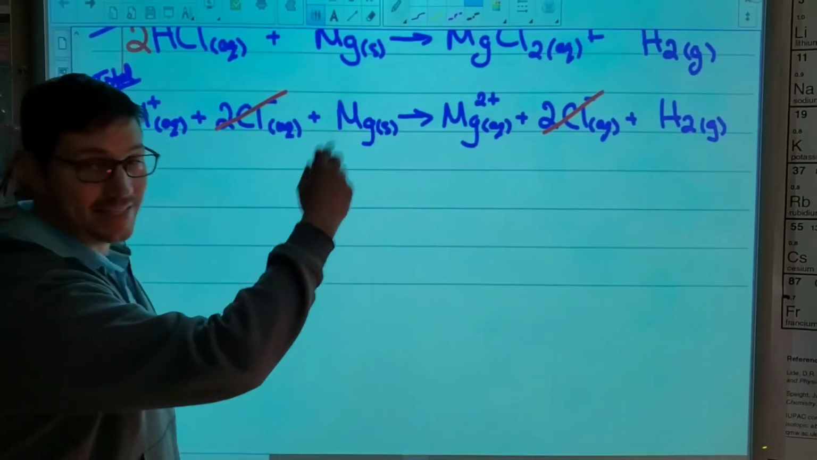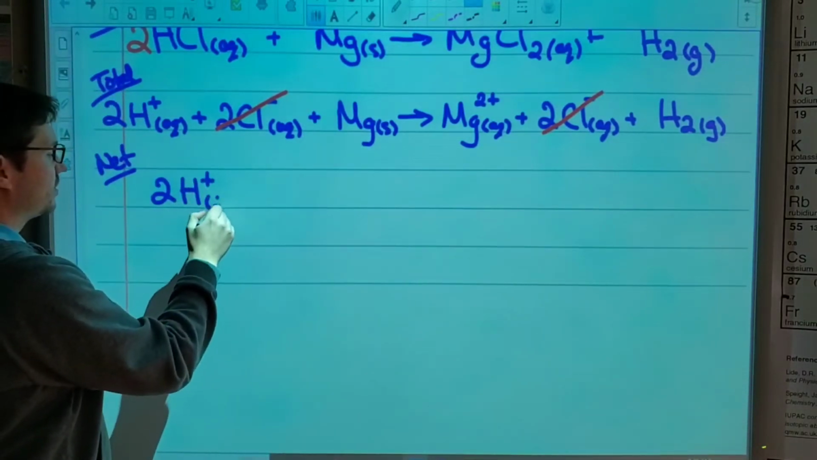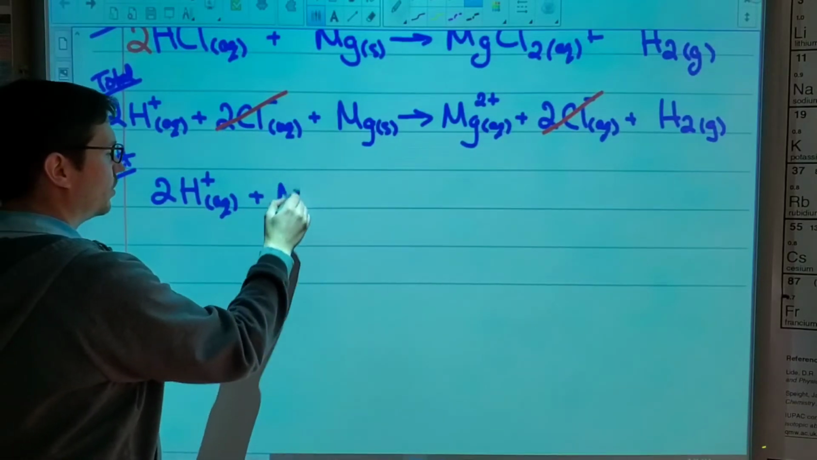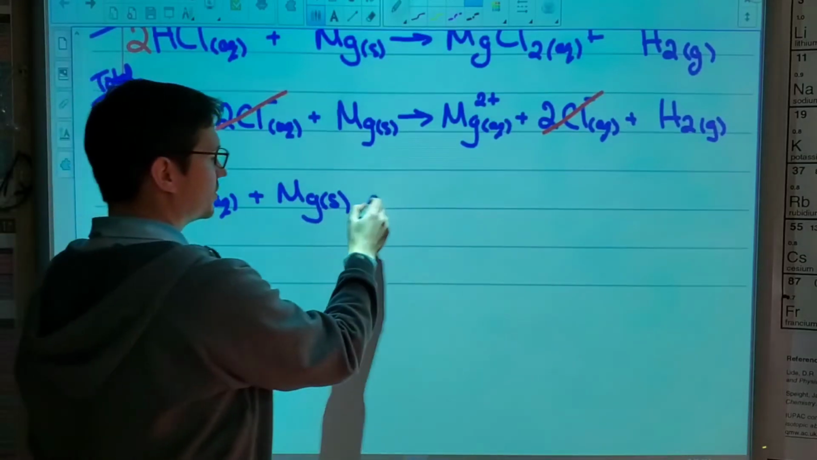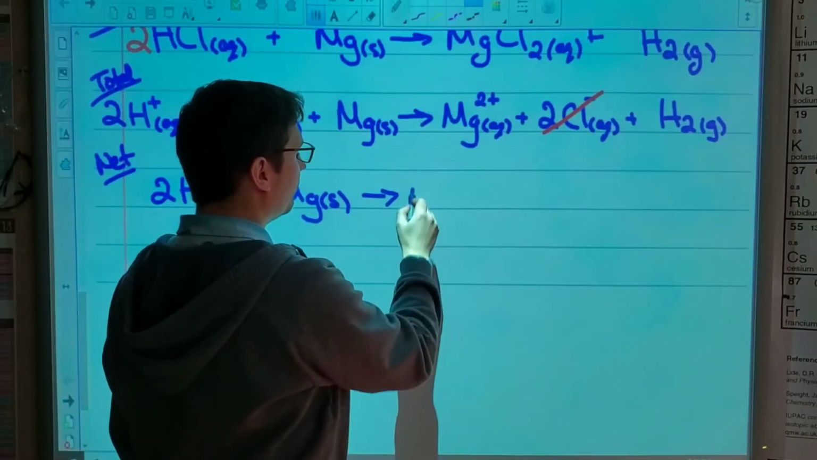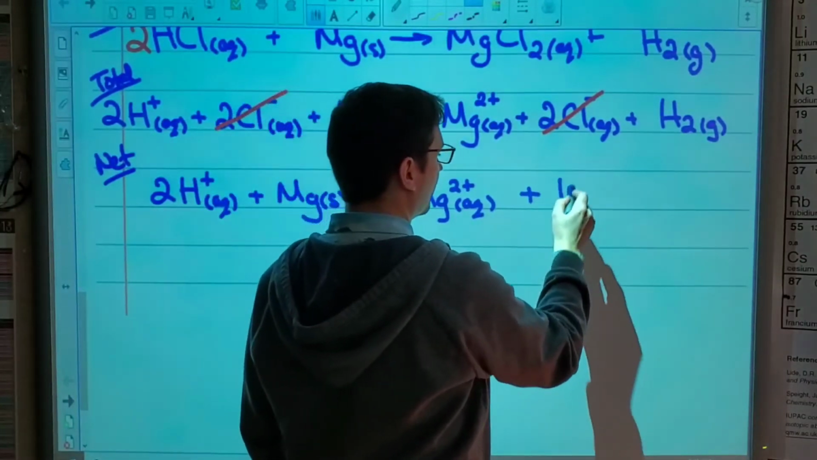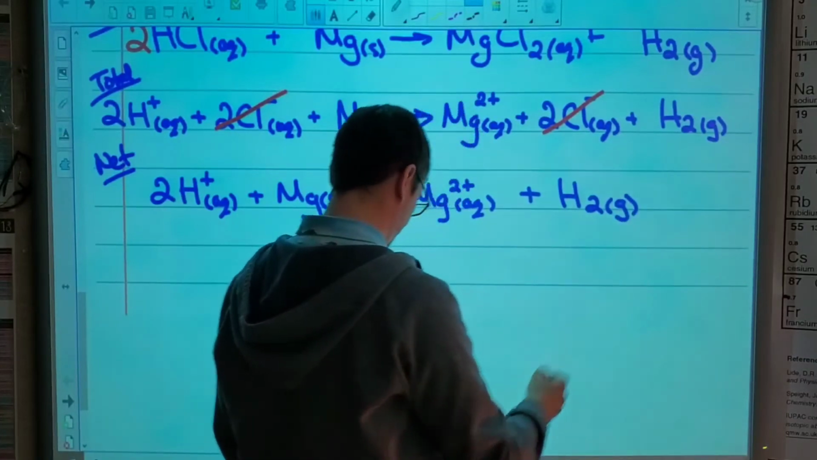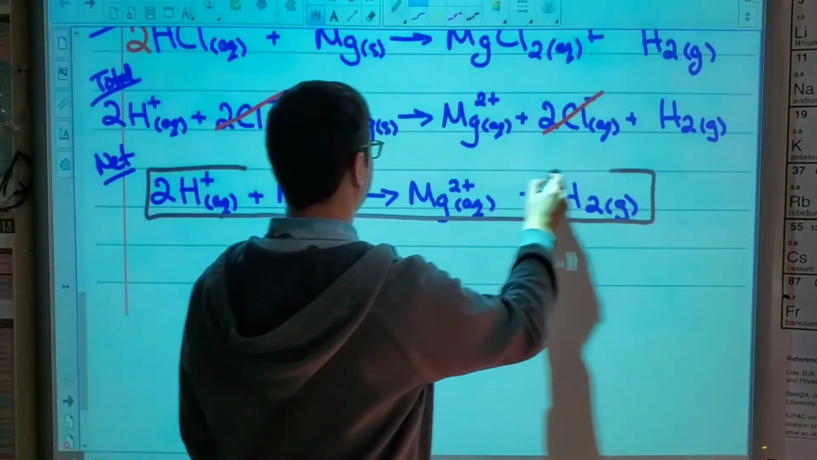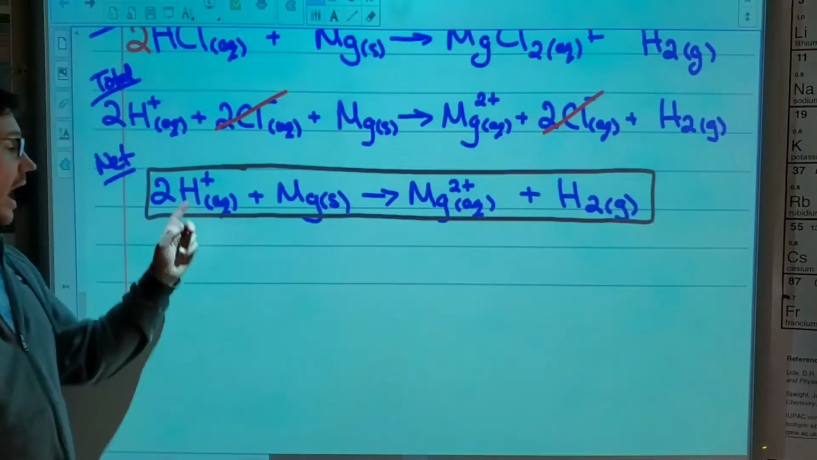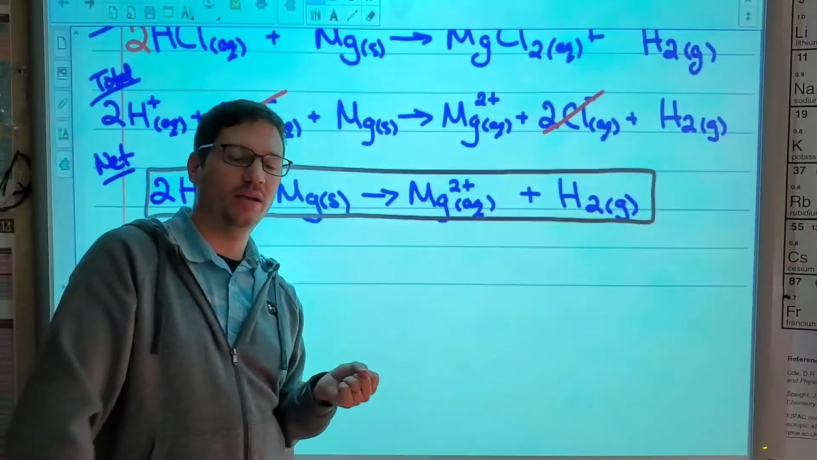So anything that did change, anything that we didn't cross off, we have to rewrite. 2H plus aqueous plus magnesium solid. Those are the 2 things that did change. Turns into magnesium ions and hydrogen gas. That is our net ionic equation. So the hydrogen ions turned into hydrogen gas, the magnesium solid turns into magnesium ions dissolved.